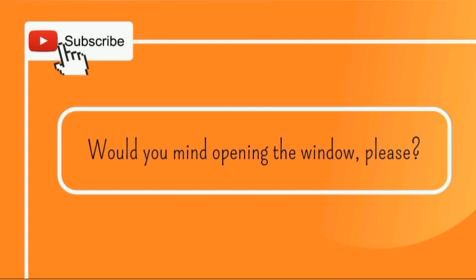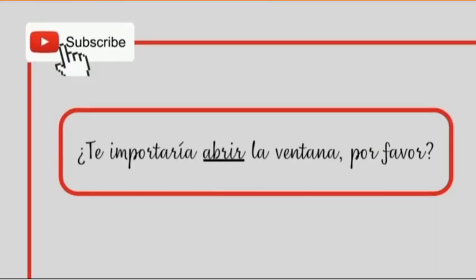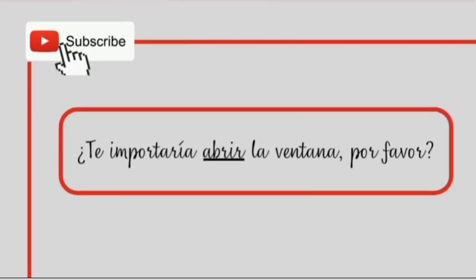The very first thing you need to pay attention to is the fact that after the verb "to mind" in English, you're going to use an -ing ending verb, but in Spanish, you won't. You will use an infinitive. Take a look at the example. ¿Te importaría abrir la ventana, por favor? Abrir, infinitive.